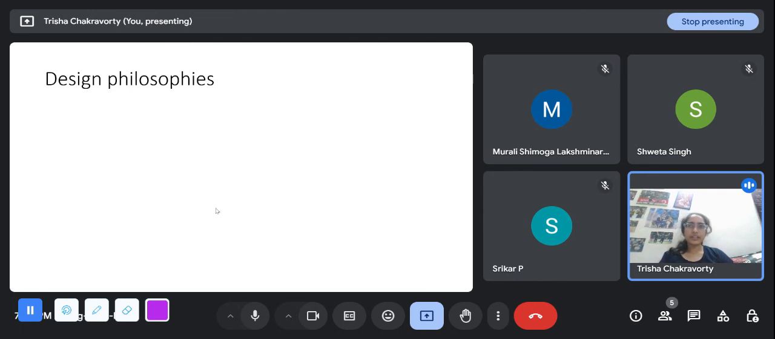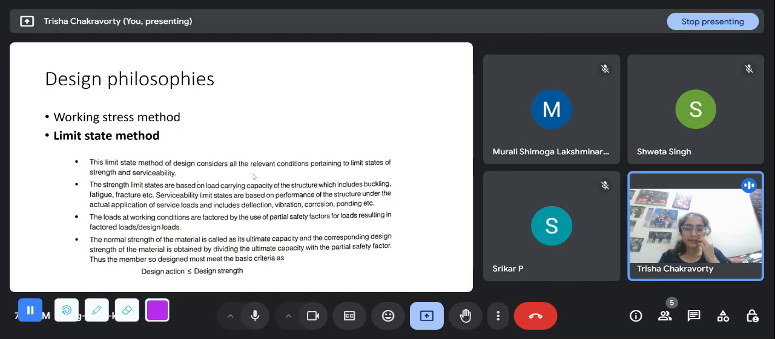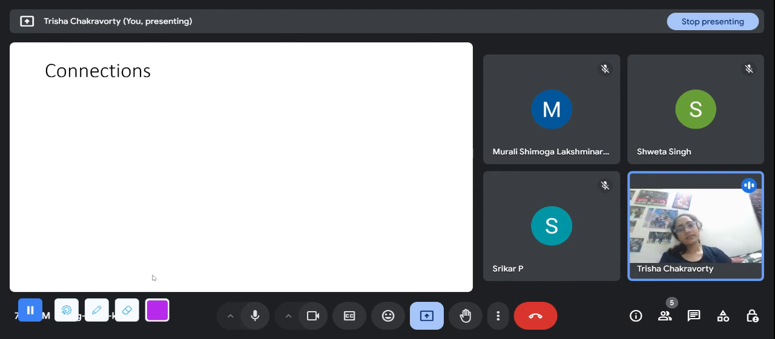Design philosophies: there are two, working stress method and limit state method. IS 800 2007 follows limit state design mostly, and here the design action has to be less than the design strength. That is the basic principle. The design action is got from the working load or action, which we multiply by a factor of safety greater than 1, and the design strength is obtained by dividing the actual strength of the member by a factor of safety, so that both of them are working towards making the design safer. And connections were the first topic we looked at, in weeks 3, 4, and 5.